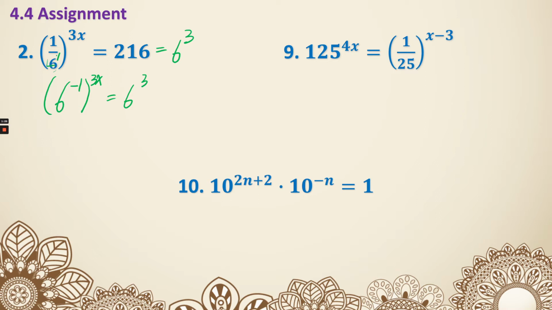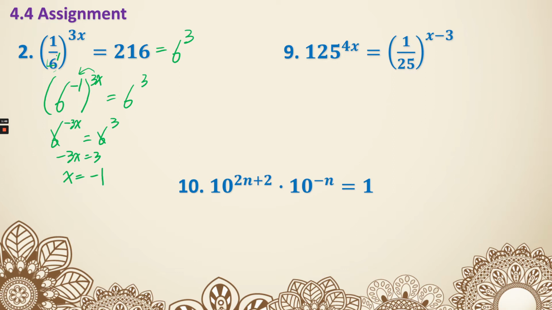Now the left side, I have an exponent outside parentheses, so I need to distribute it in, which means I'm going to multiply the exponents together. That's going to be 6 to the negative 3x, which equals 6 to the third power. Now they do have the same base. I can get rid of it. So negative 3x equals 3. That means x equals negative 1. That is number 2.